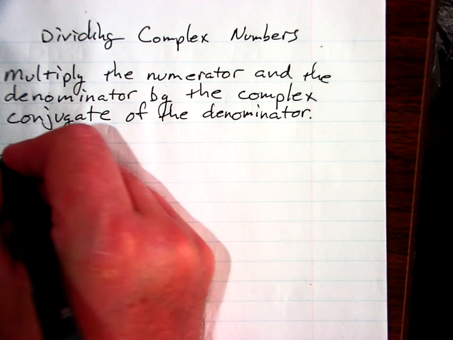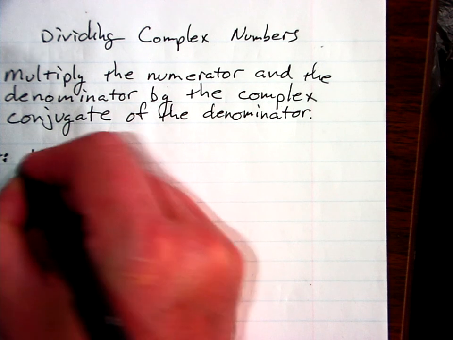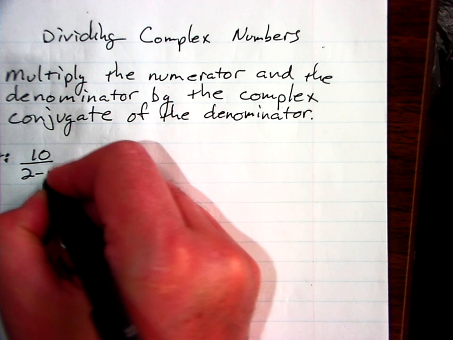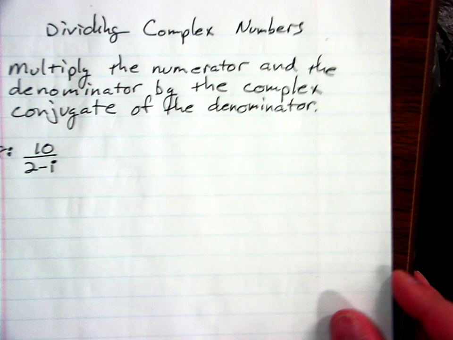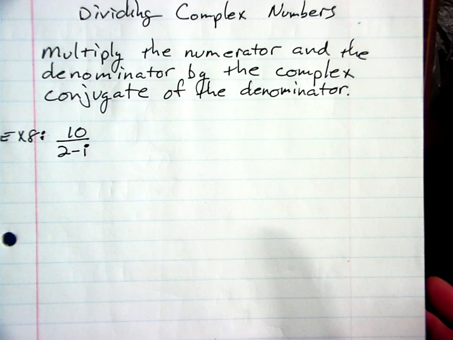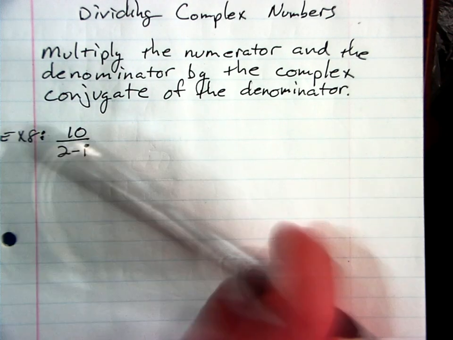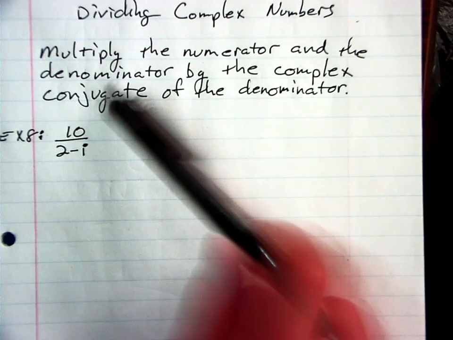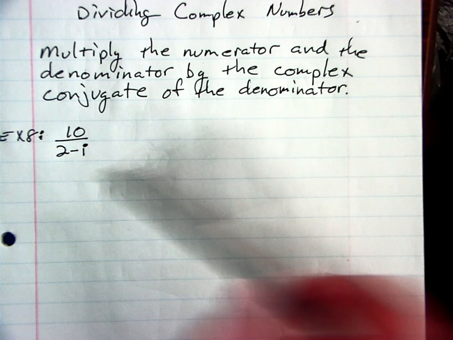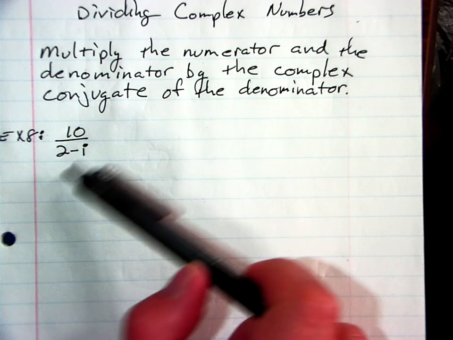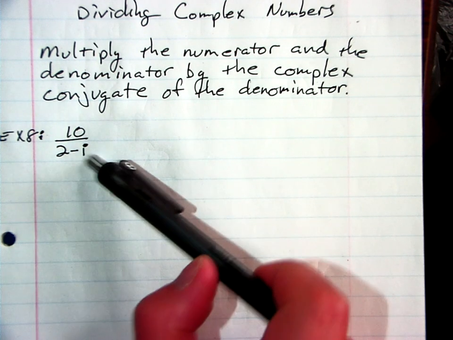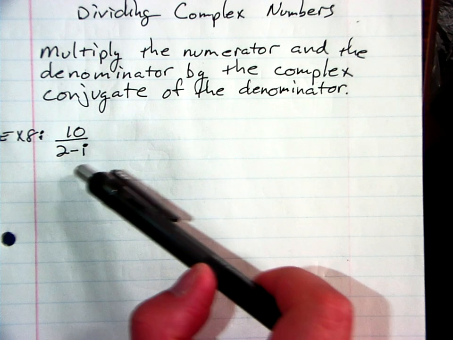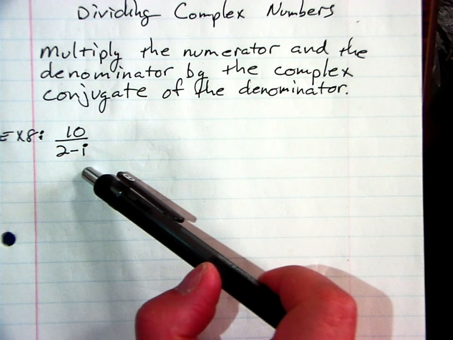All right, example 8. 10 divided by 2 minus i. So it says, multiply the numerator and the denominator by the complex conjugate of the denominator. So we look at the denominator. There's an i there. Elise does not like i's in her denominator, and that is exactly correct. So we need to get rid of it.